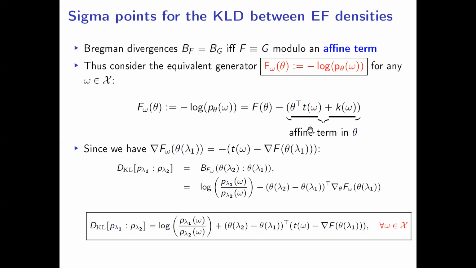And here we have an affine term. By computing the gradient of that, we have this formula, and plugging in the fact that it is the Bregman divergence here, we obtain this expression. So for any omega in your support, you can express the KLD as a log density ratio plus some term here. And now we are going to annihilate that term, make it tend to zero, by choosing some special value for omega.